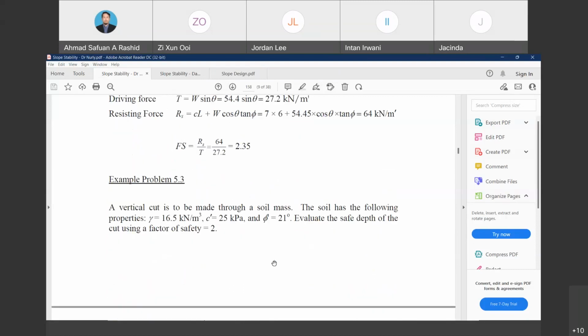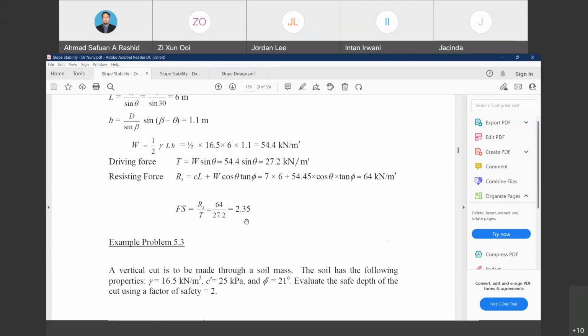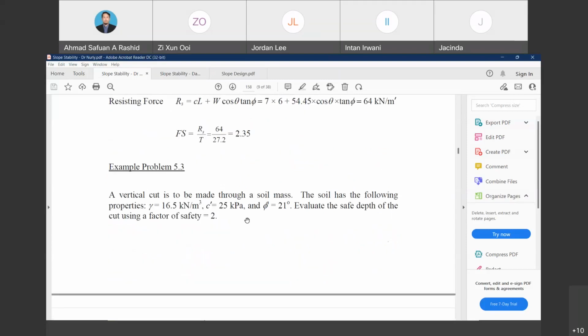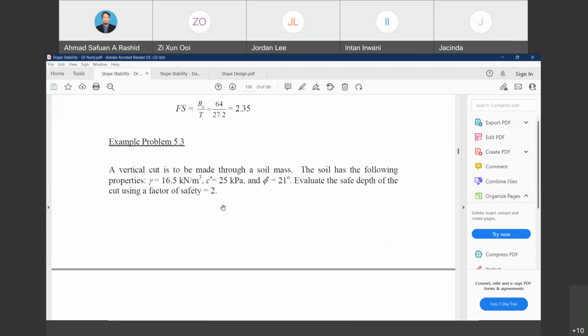In problem 5.3, a vertical cut is to be made through a soil mass. The soil has the following properties: gamma, C, and phi. Evaluate the safe depth of the cut using a factor of safety of 2. For this case, the author has already provided the factor of safety value, different from the previous one, where we needed to determine the factor of safety.